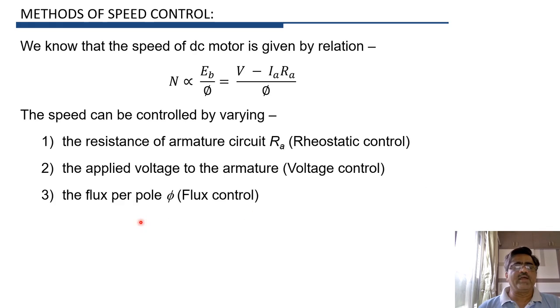And the third way is to vary the flux phi. Now flux phi can be varied by changing the current flowing through the field winding, that is IF. So if field current is changed, we can change flux per pole phi, and if phi is changed, we can control N. So this method is called flux control. So basically the speed of DC motor can be controlled by rheostatic control, by voltage control, or by flux control.